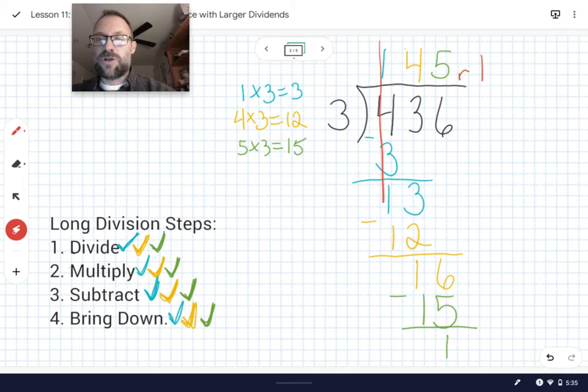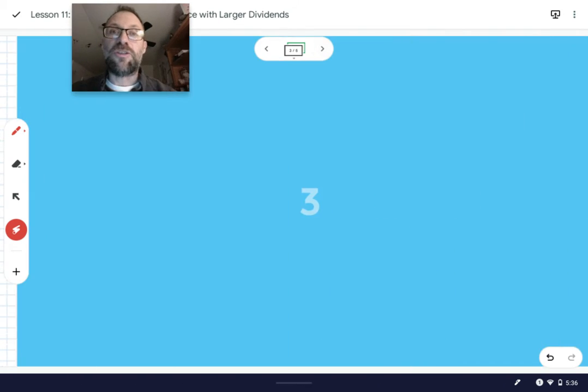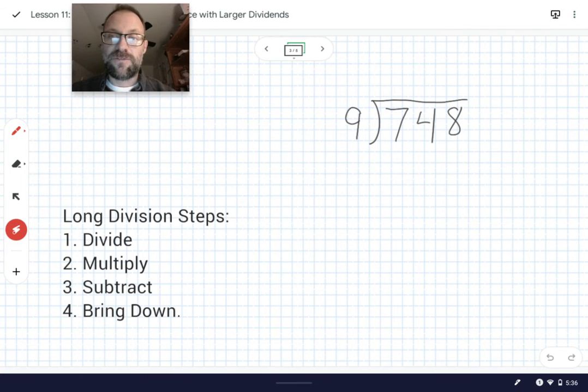And again, note that all the hundreds places are lined up. All the tens places are lined up. All the ones places are lined up. Super important. Let's try another one. All right. Here we have 748 divided by 9. And now here comes one new thing.